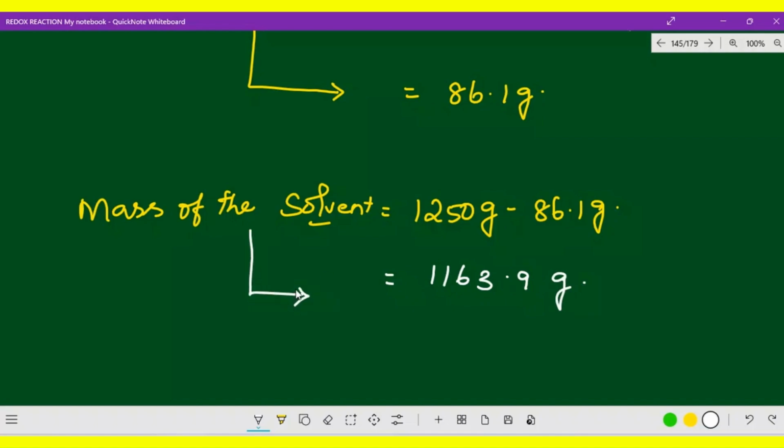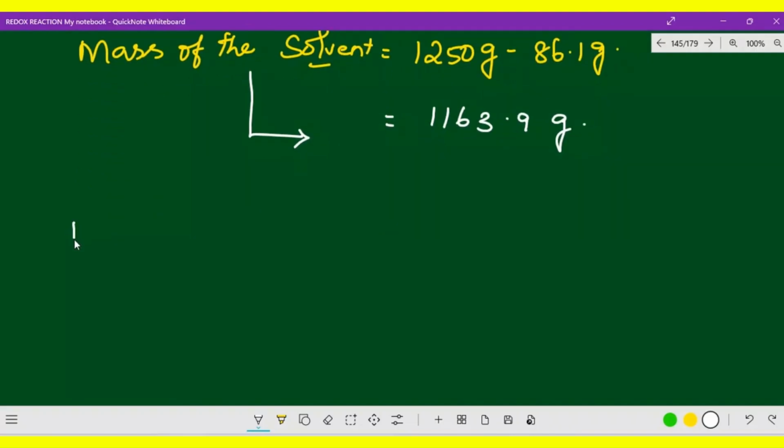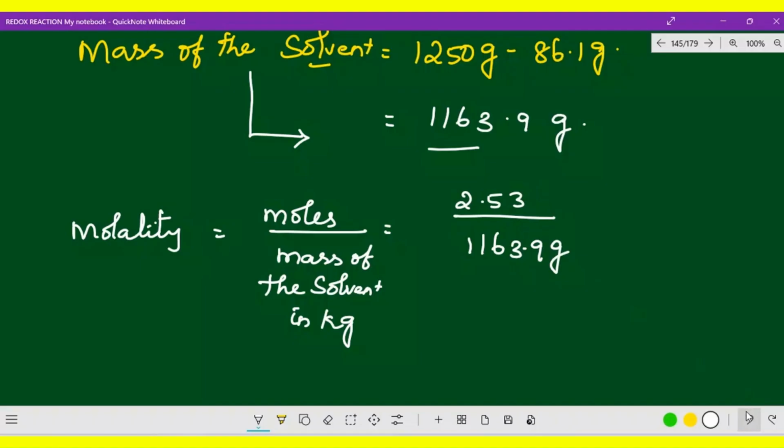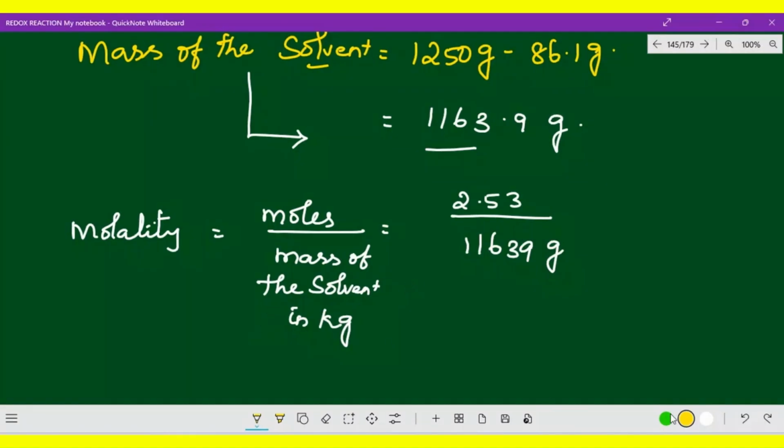Now we are going to identify the molality, right? Molality equals what? Moles per mass of the solvent in kg. So how many moles did you just find? 2.53 moles divided by the mass of the solvent. This is the mass of the solvent, 1163.9 gram. Here we have to convert into kilogram, right?